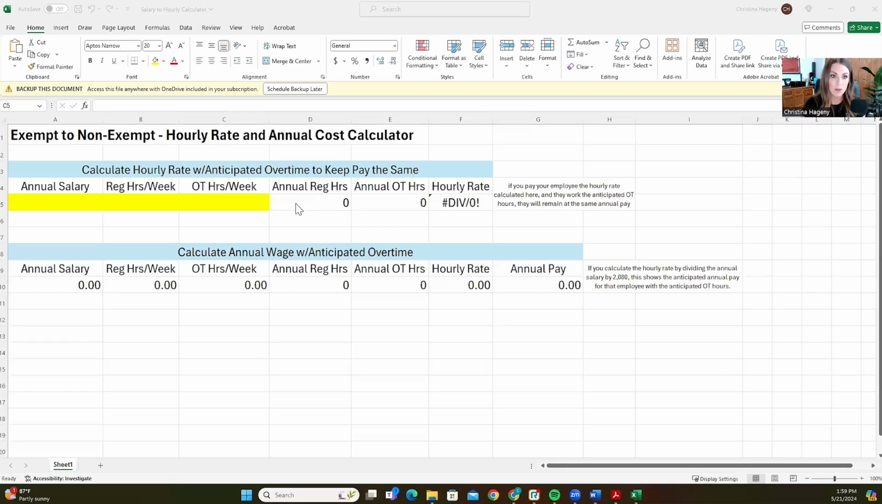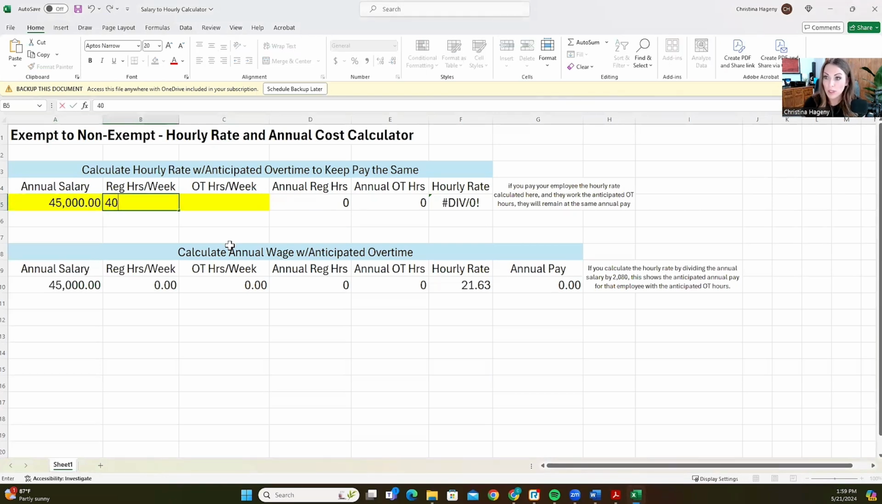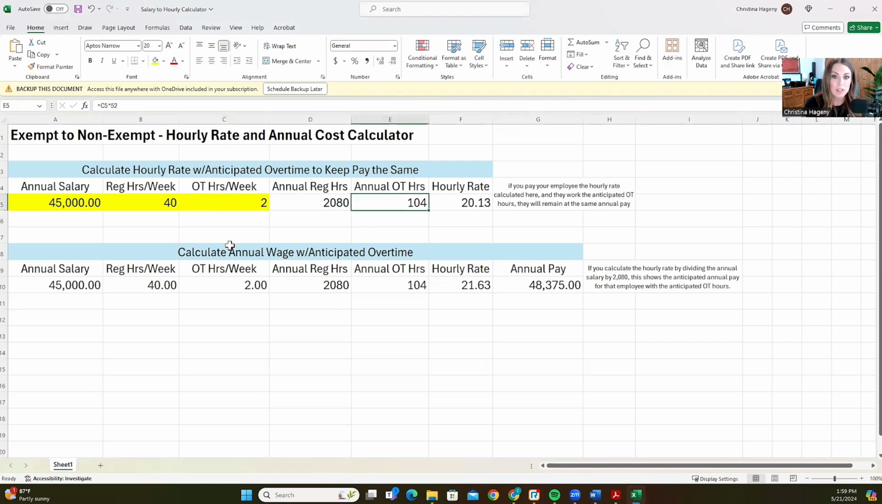So with this calculator here, you would just input the employee's annual salary and then probably 40 hours per week, but maybe not for regular, and then overtime hours per week. So how many hours on average does this employee work overtime? So once we put that in, you can see if we pay this employee $20.13 per hour, and they continue to work 42 hours per week, with 2 being overtime, then they will maintain an annual wage of $45,000.